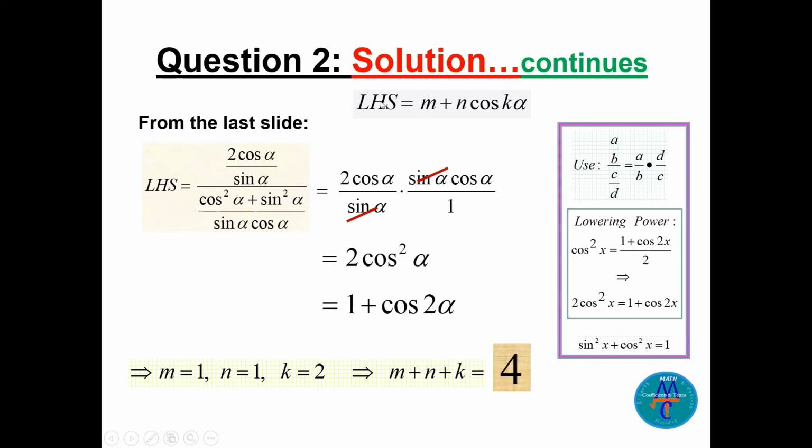So we can compare now with the given in the question. We have to find m, which will be 1, n also is 1, the coefficient of the cosine, and then the coefficient of alpha is 2. So this is k equals 2. So when you add m plus n plus k, it will be 4.